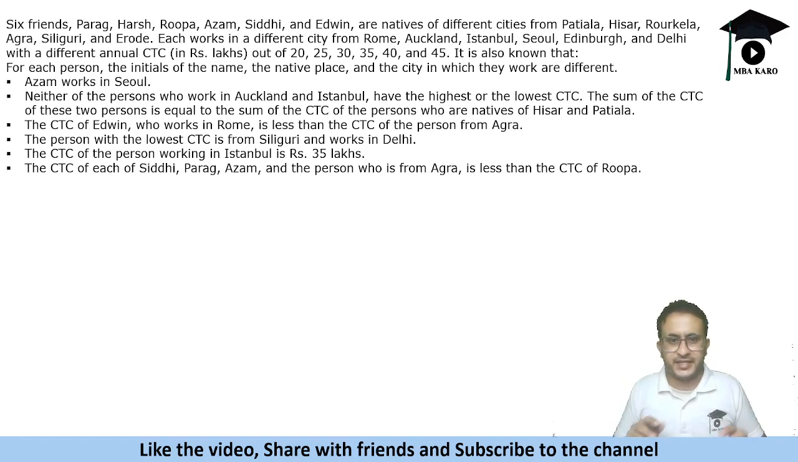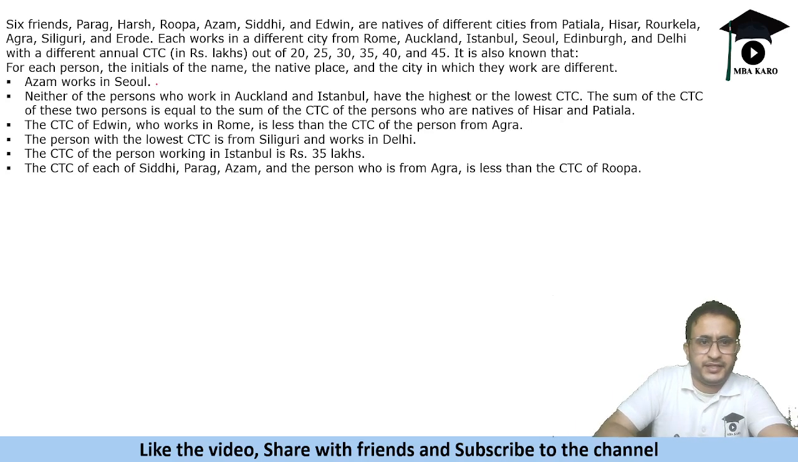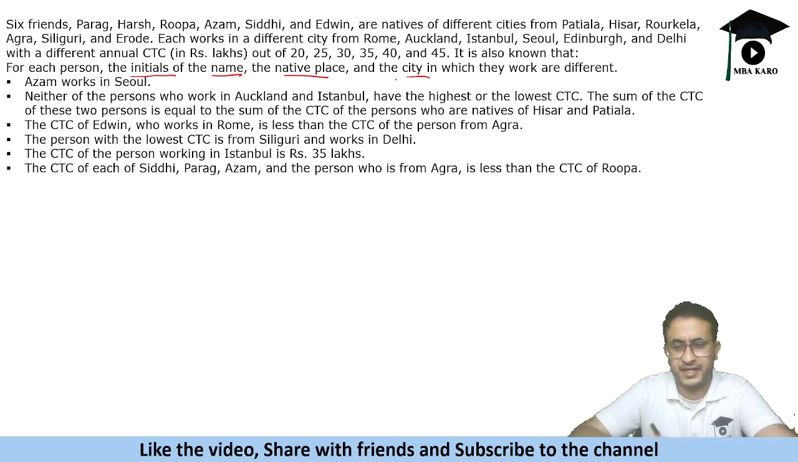So this set says that there are 6 friends, and they are natives of different cities: Patiala, Hisar, Rourkela, Agra, Siliguri, Erode. Each works in a different city. These are the cities given, and their annual CTCs are 20, 25, 30, 35, 40, and 45. And now we are given some information about them. The most important information is that the initials of name, native place, and city in which they work are different. So there are 3 things: name, native, and workplace, and all the initials are different.